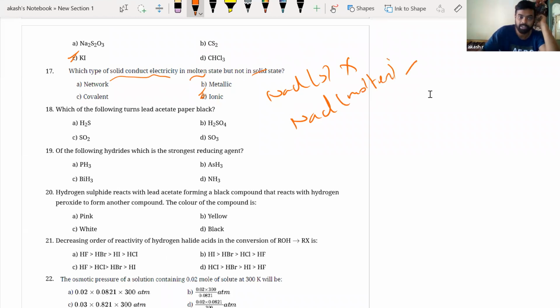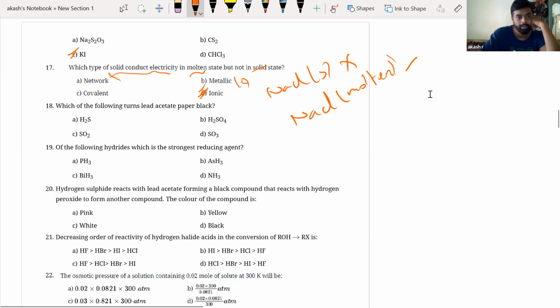Right? Metallic solids, covalent solids, generally they're not even conductors except for graphite. Again, diamond, if you take example, they're not going to have any conductivity mostly. Again, you can have exceptions, right? But they're specifically told in molten state they're conducting, in solid state they're not conducting. That is definitely ionic. Okay.